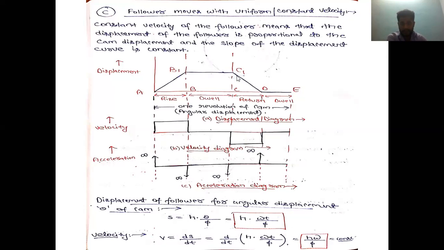Again, it is coming back. The curve is falling down. Again, from this end to this end, velocity will be uniform. Why uniform? Because the follower is undergoing uniform velocity motion, and since the velocity is uniform, you will get a constant value of velocity. Again, at the end of the return period, velocity will be 0, and this cycle will be repeated. Is it clear, this velocity diagram?